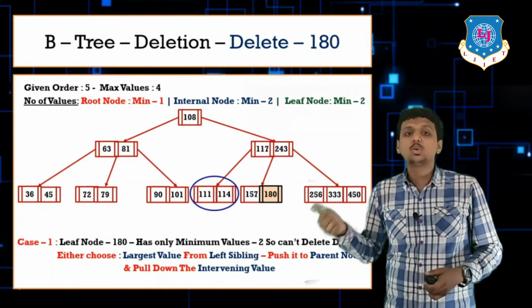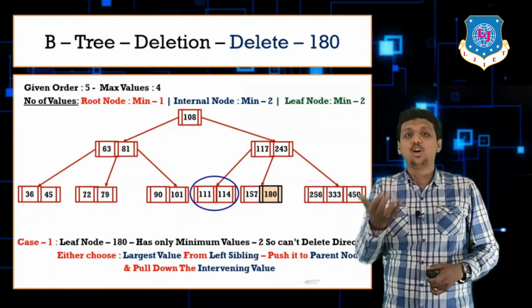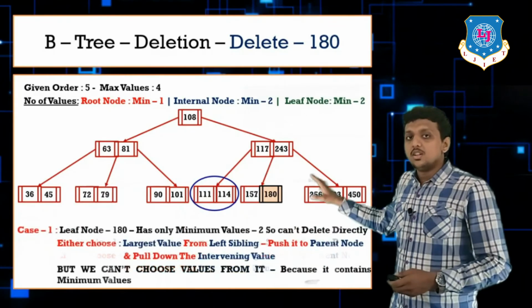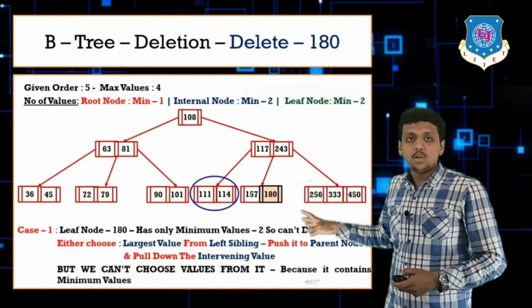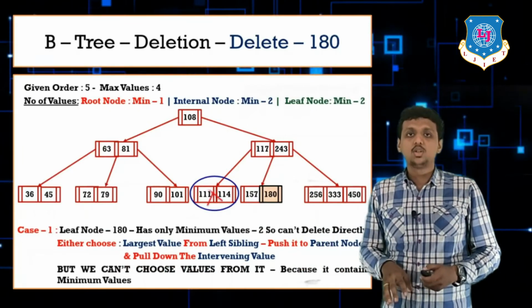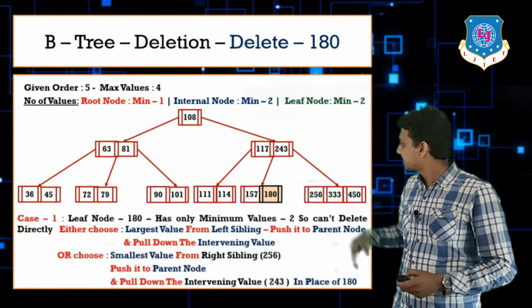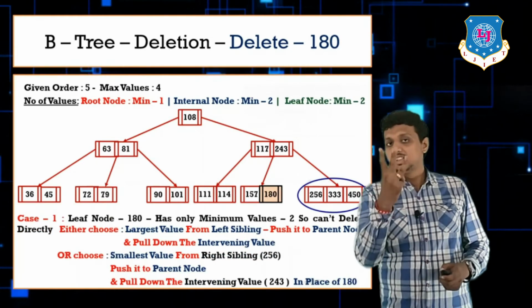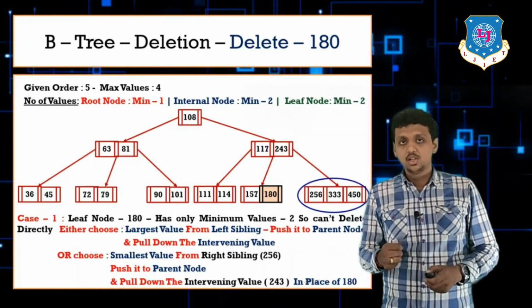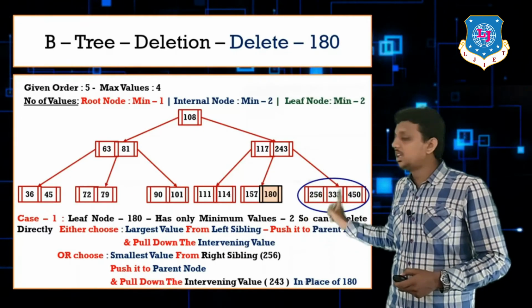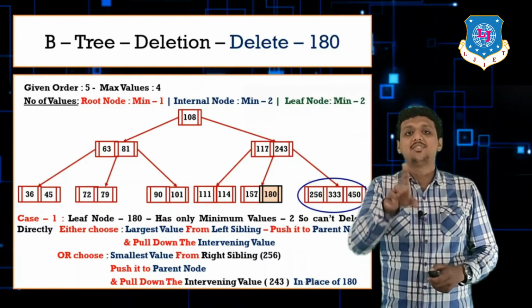So that means you cannot select a value from that node. Okay, so 180 cannot be replaced by any value from 111 and 114. So it goes with the right sibling. Here, the right sibling contains 3 values. So that means from 3 values you can select the values.